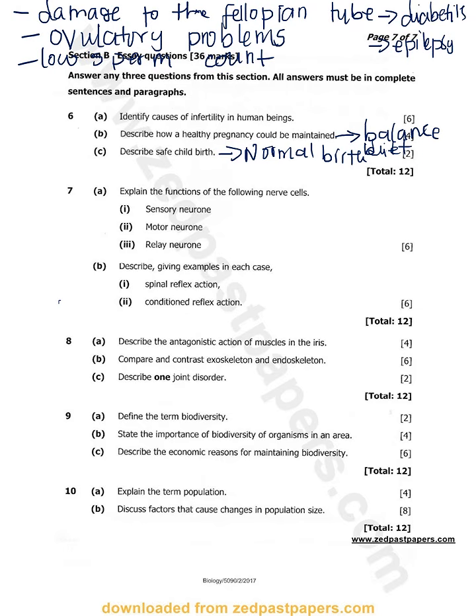Now let's look at question 7a. Explain the functions of the following nerve cells. Nerve cell number 1 is the sensory neuron. From the word sensor, sensory neurons transmit electrical impulses from the receptor to the central nervous system, or from the receptor to the spinal cord, depending on where the interpretation of that information is done.